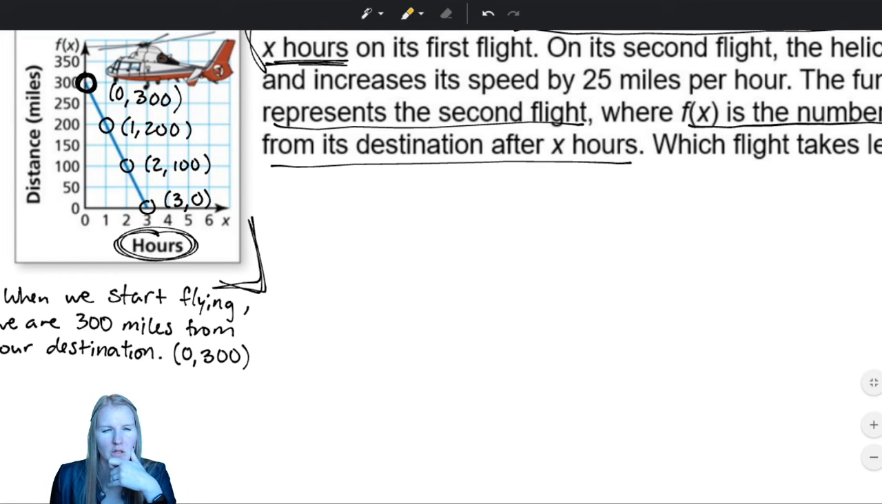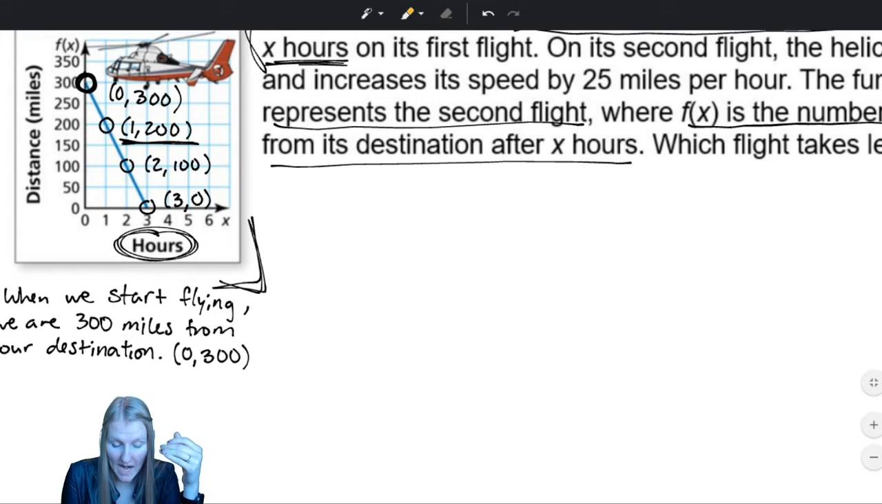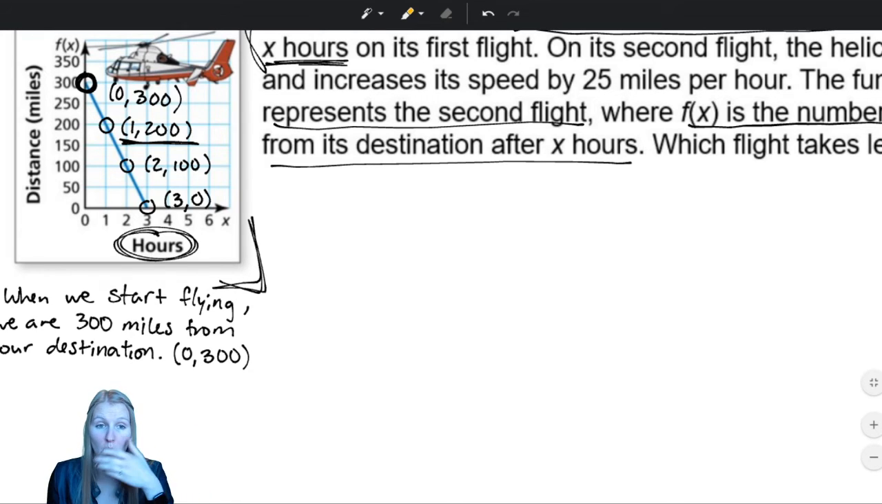So how long does the flight take? After 1 hour, we have 200 miles left to go. So that means we're traveling 100 miles an hour, because each hour, 0 and then 1 and then 2, I have 300 miles left to go, 200 miles left to go, 100 miles left to go. So we are going 100 miles each hour. Okay, interesting.